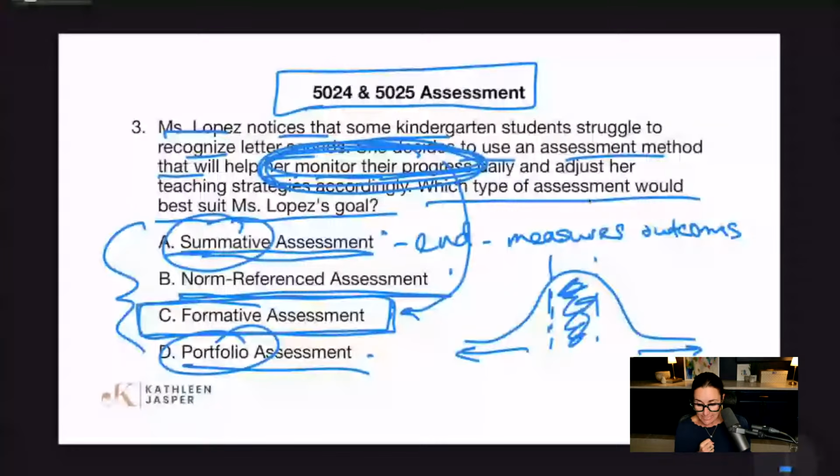In this case, C is the correct answer because we have monitor progress. And that's going to take me right to formative assessment. Formative assessment informs instruction and it helps you to monitor progress and make decisions in real time.